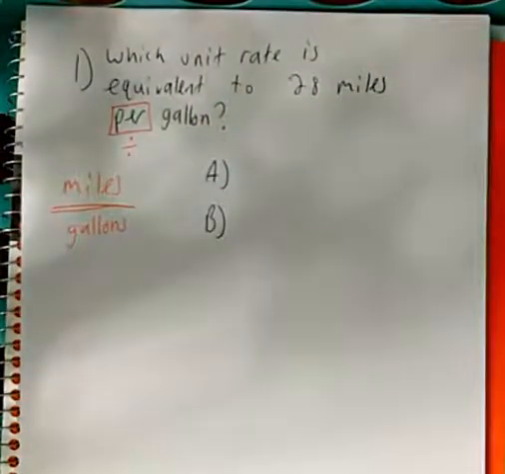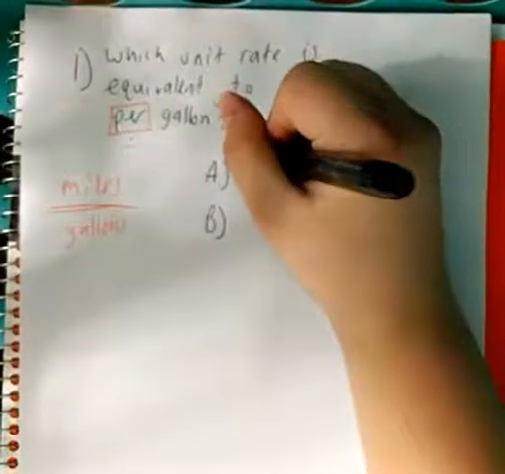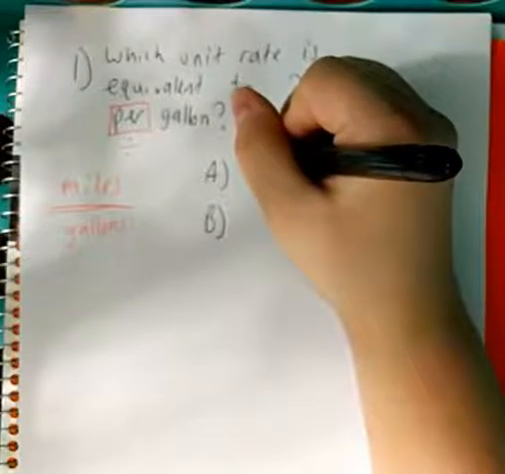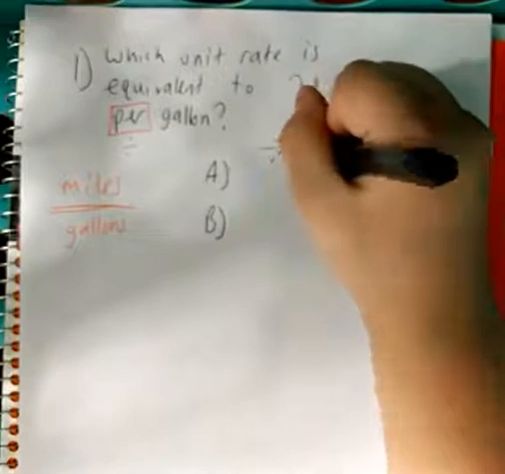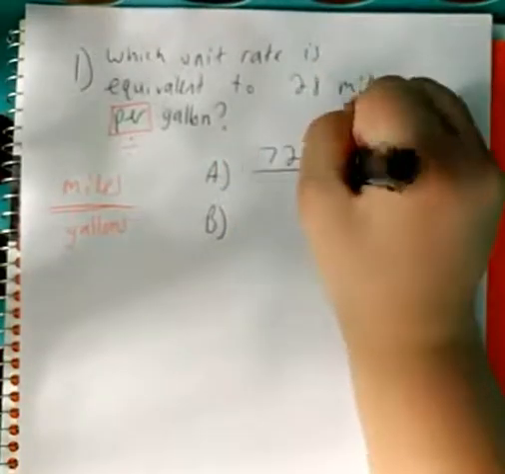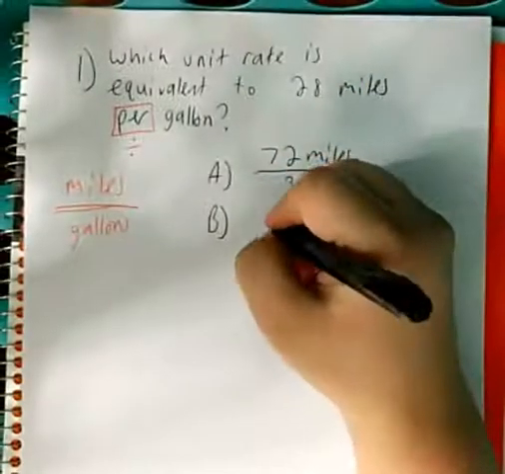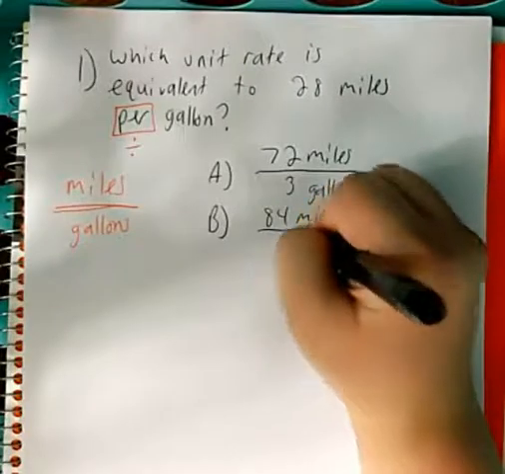These aren't the actual options. I'm sure yours will be different. Just for easiness, I'm doing A and B. One says 72 miles over 3 gallons. The other says 84 miles over 3 gallons.